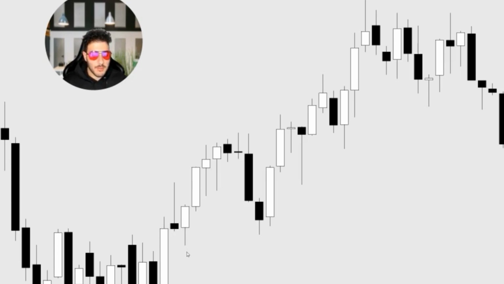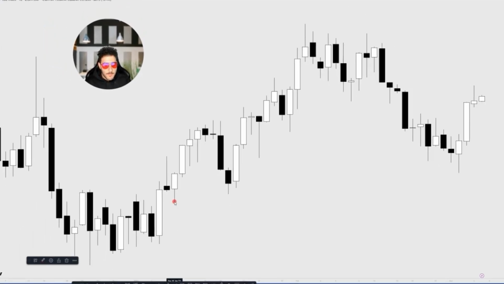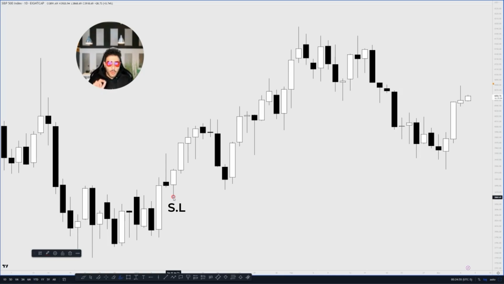Typically, this is going to be considered a swing low. Now, I'm going to show you guys a little cool thing that I use to have more confluence of a key swing low. But again, just stay tuned for the market structure video.